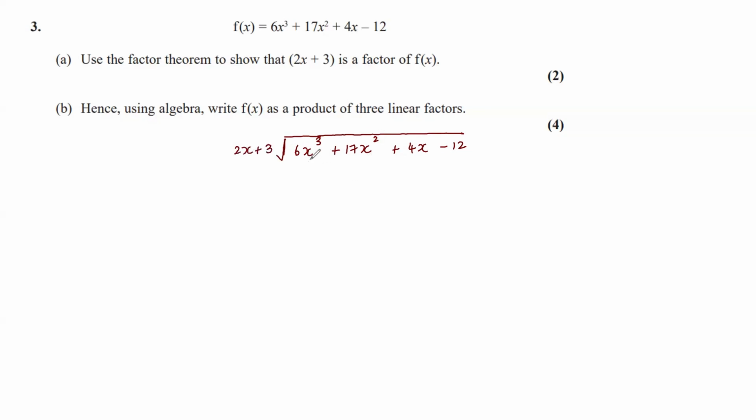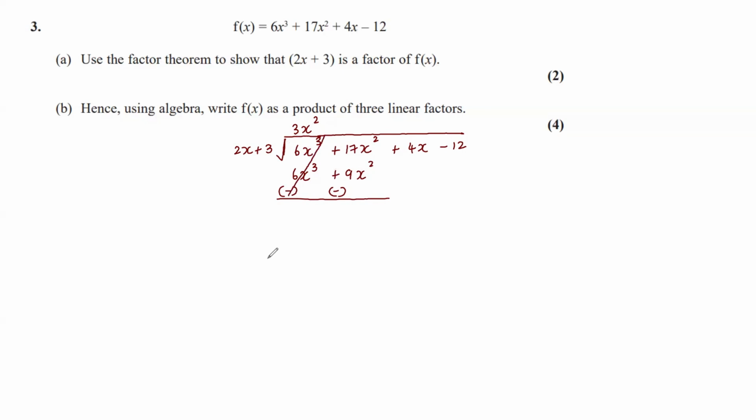So first, in long division, we always need to make the first term the same. 2x multiplied by what will give us 6x cubed? 2x multiplied by 3x squared will give us 6x cubed. 3 into 3x squared is 9x squared. Division is repeated subtraction. So we subtract these two. And how do we subtract two expressions? By changing the sign of the bottom expression. 6x cubed will become minus 6x cubed. 9x squared will become minus 9x squared.